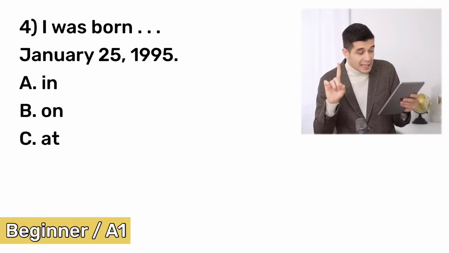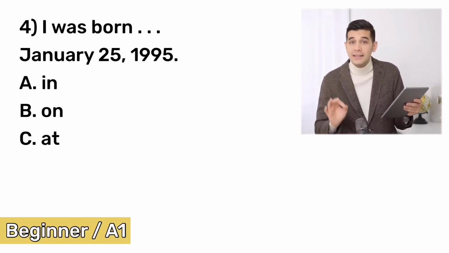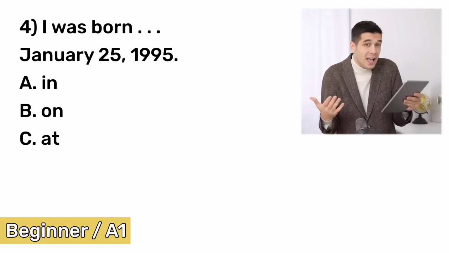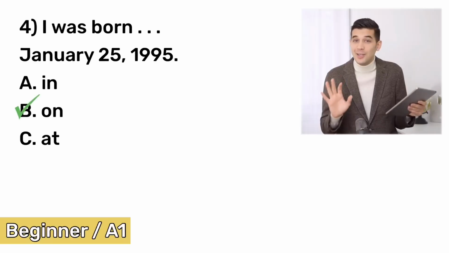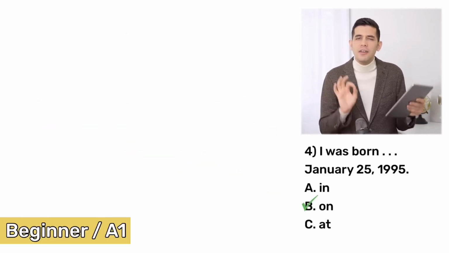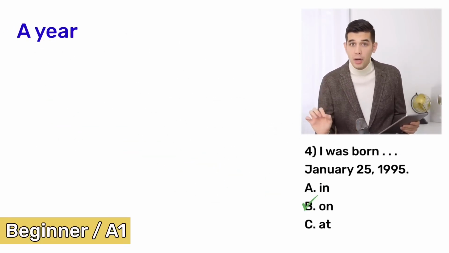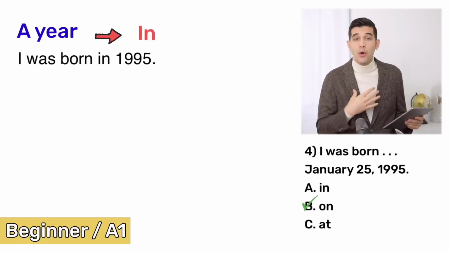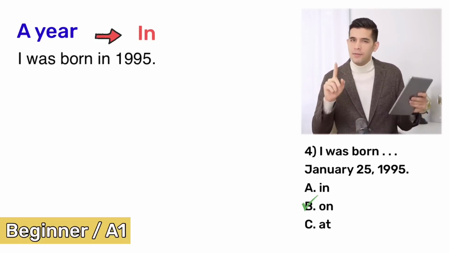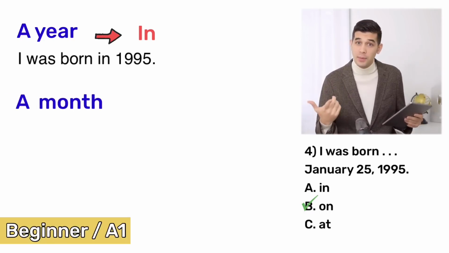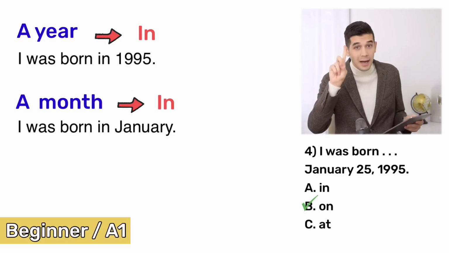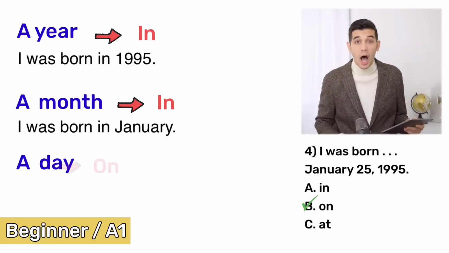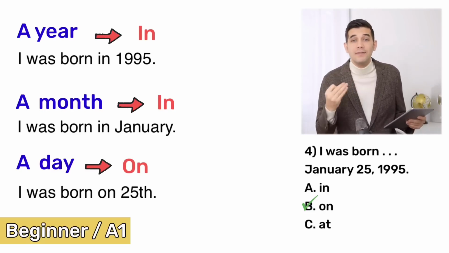I was born January 25, 1995. In, on, or at. This is quite interesting. Pay attention. If we want to talk about a year, we use the preposition in. I was born in 1995. If you want to talk about a month, use the preposition in again. I was born in January. If you want to talk about one day, use the preposition on. I was born on 25th.